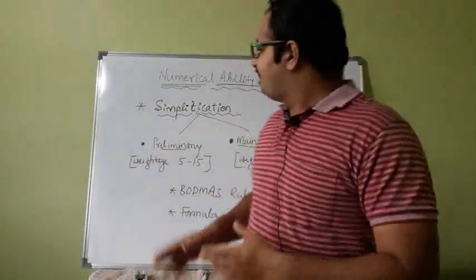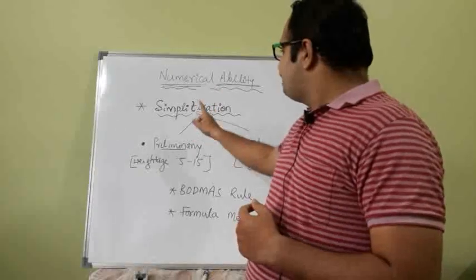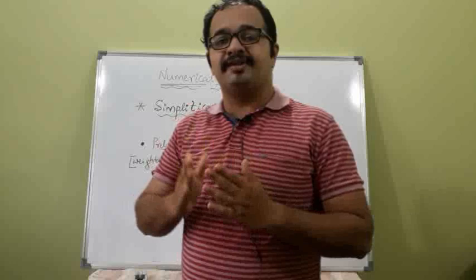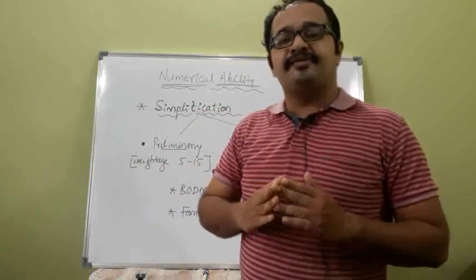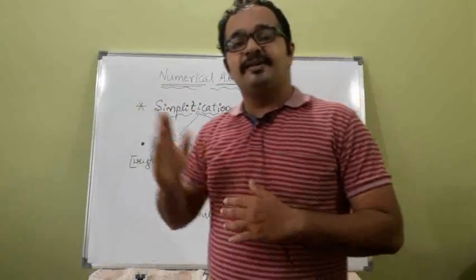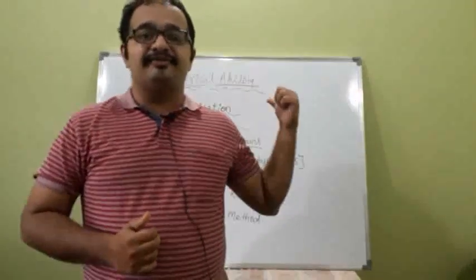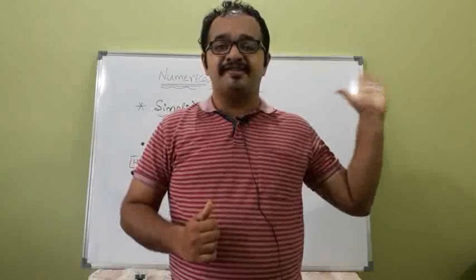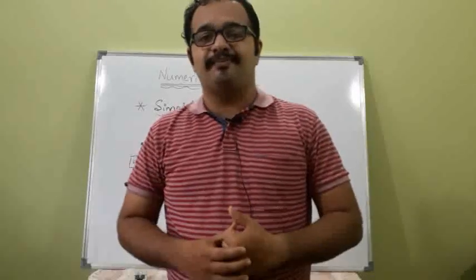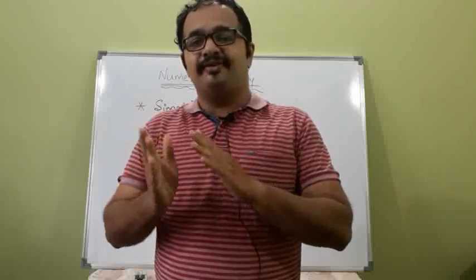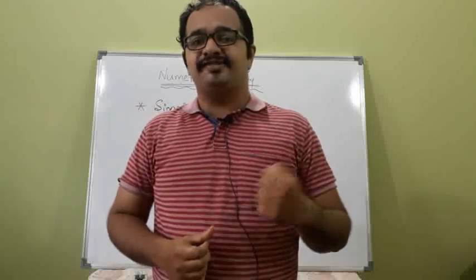Let's continue with the banking exam. The simplification topic is given in the prelims and main exam also. The weightage of marks for the prelim exam is between 5 to 15, and in the main exam it fetches you a minimum of 10 marks, maximum 15 marks from this topic. The level of the exam for clerical and PO may vary slightly.